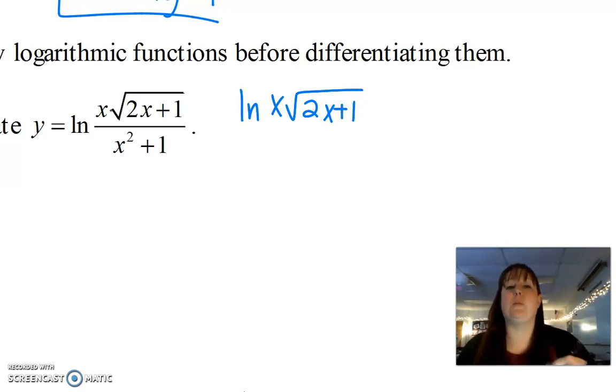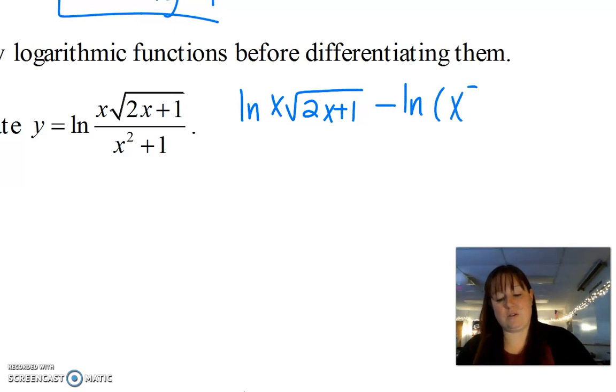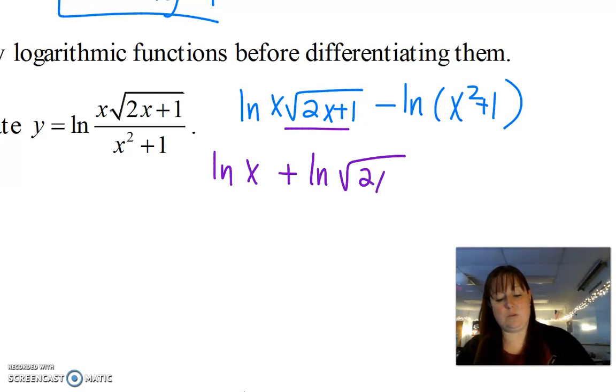So remember that the properties of logs say that that's the same as if I subtract the natural log of x squared plus 1. Okay, since they were dividing, I could do that. Now the next thing I see is two of them multiplying together. And so I know that I can split those and I can say the natural log of x plus the natural log of square root of 2x plus 1. And then we still have minus the natural log of x squared plus 1. Okay?